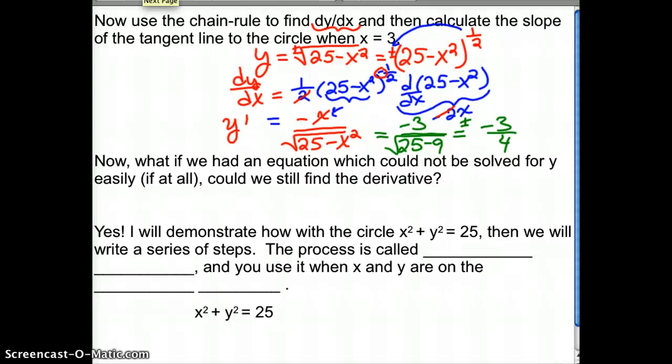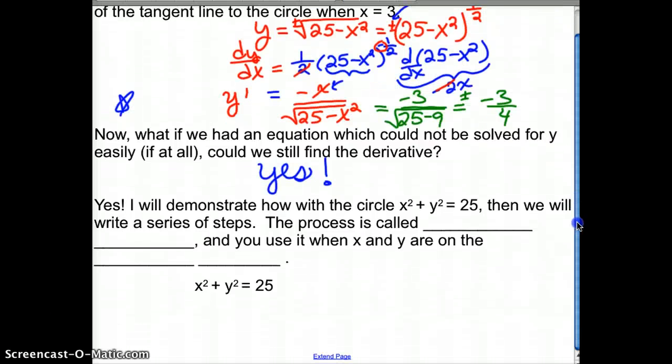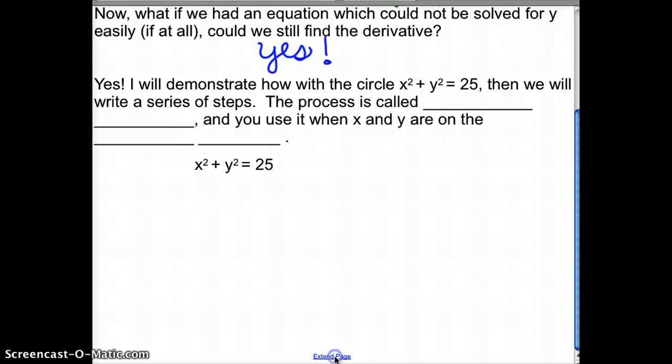So it says, well, now what if we had a function, an equation, which could not be solved for y easily, if at all? Can we still find the derivative? And the answer is yes, and that's what we're going to be working at today. I gave you the circle one, which I could solve easily for y, so I don't have to use the process in this section, but for demonstration purposes, I'm going to use that same function and just do it another way.